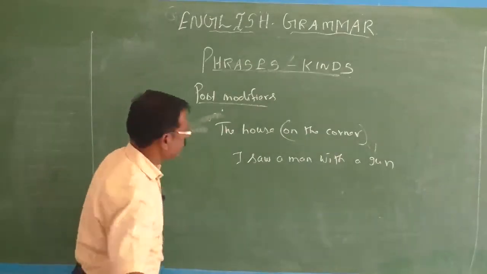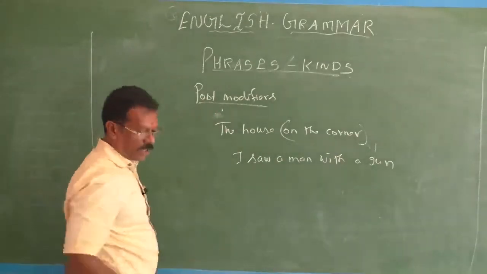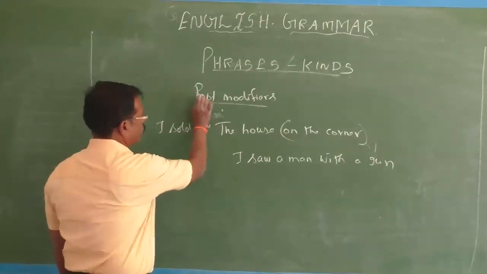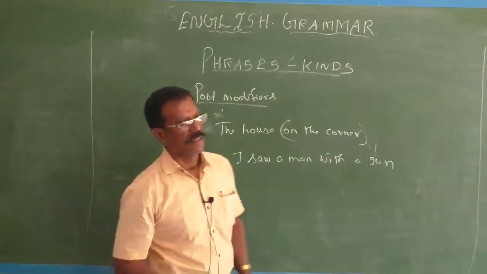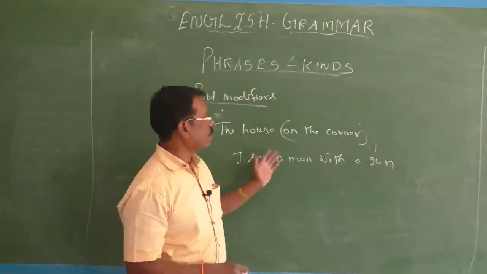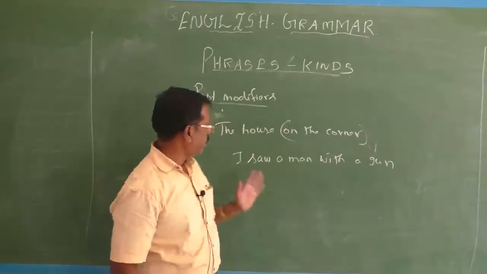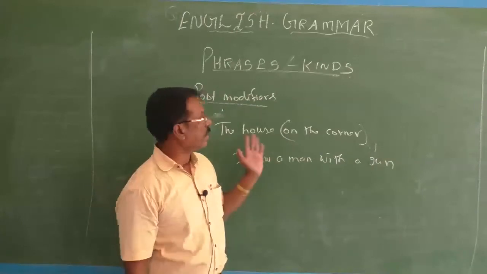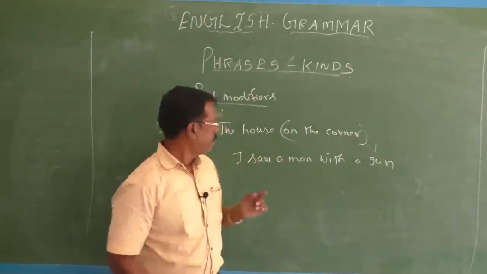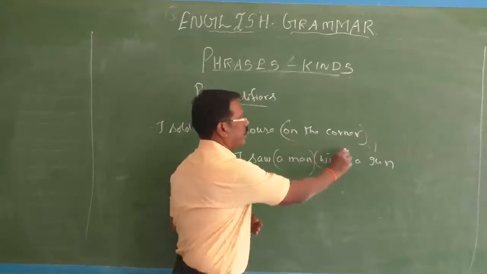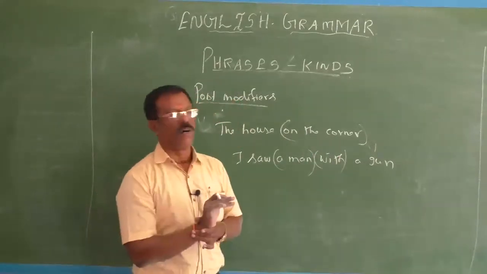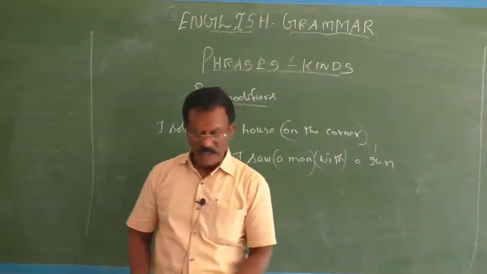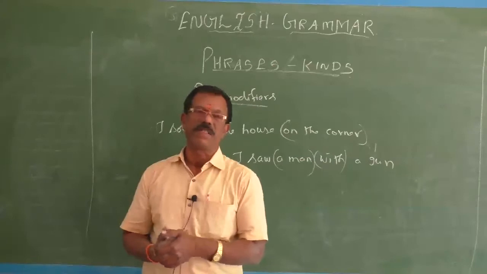Otherwise, you can say the house. I sold the house on the corner. He was born in the house on the corner. And I saw a man with a gun. So the house on the corner. These are all examples of post-modifiers. Here, a man is the head word, with is a preposition, and a gun is a noun. So they are all called post-modifiers.